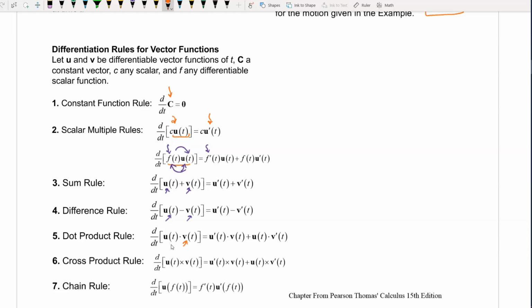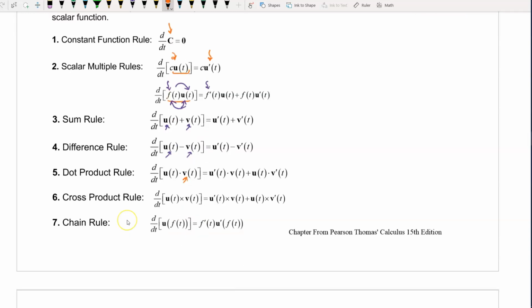And finally, chain rule, derivative of u of f of t with respect to t, it is equal to, so finding the derivative of this part, it is f prime t multiplied by the derivative of what we have here outside. So it is u prime of what is inside. So f prime t multiplied by u prime of f of t.